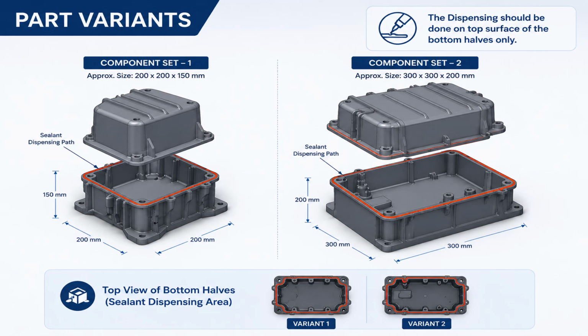Now this is something provided by the customer. The customer will provide us the footprints, the drawings of the parts, and here we can see the two parts. The first one is approximately 200 by 200 by 150 mm, and the second is 300 by 300 by 200 mm. And the note mentions the dispensing should be done on the top surface of the bottom halves only.